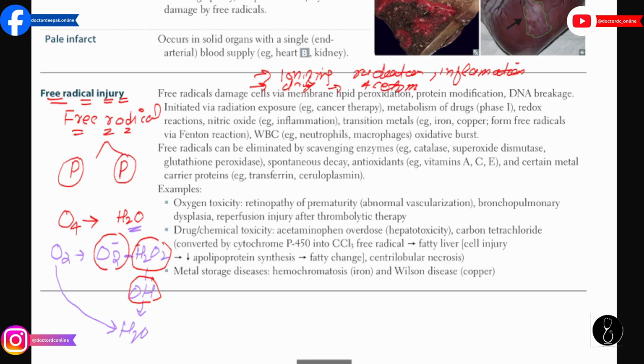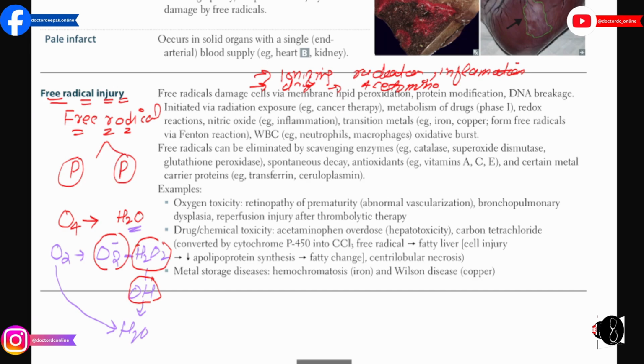First of all, what is the normal definition of a free radical? Free radicals are chemical species. So the definition of physiological and pathological. What are the examples of physiological? Physiological free radicals can be produced during oxidative phosphorylation when the oxygen is not getting the 4 electrons.